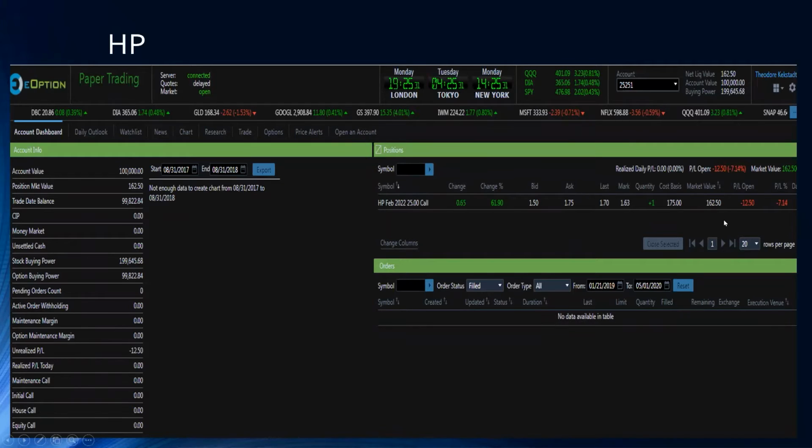$162.50 P&L to open. Now you realize that the market's right where it's at. If you bought and sold an option simultaneously, you'd be just giving up the spread. Even though the market doesn't move, you would be losing that little bit of money. So you need the market to move at least one little price increment to at least break even on the transaction. So this is the HP example. Now let's get to our next one.